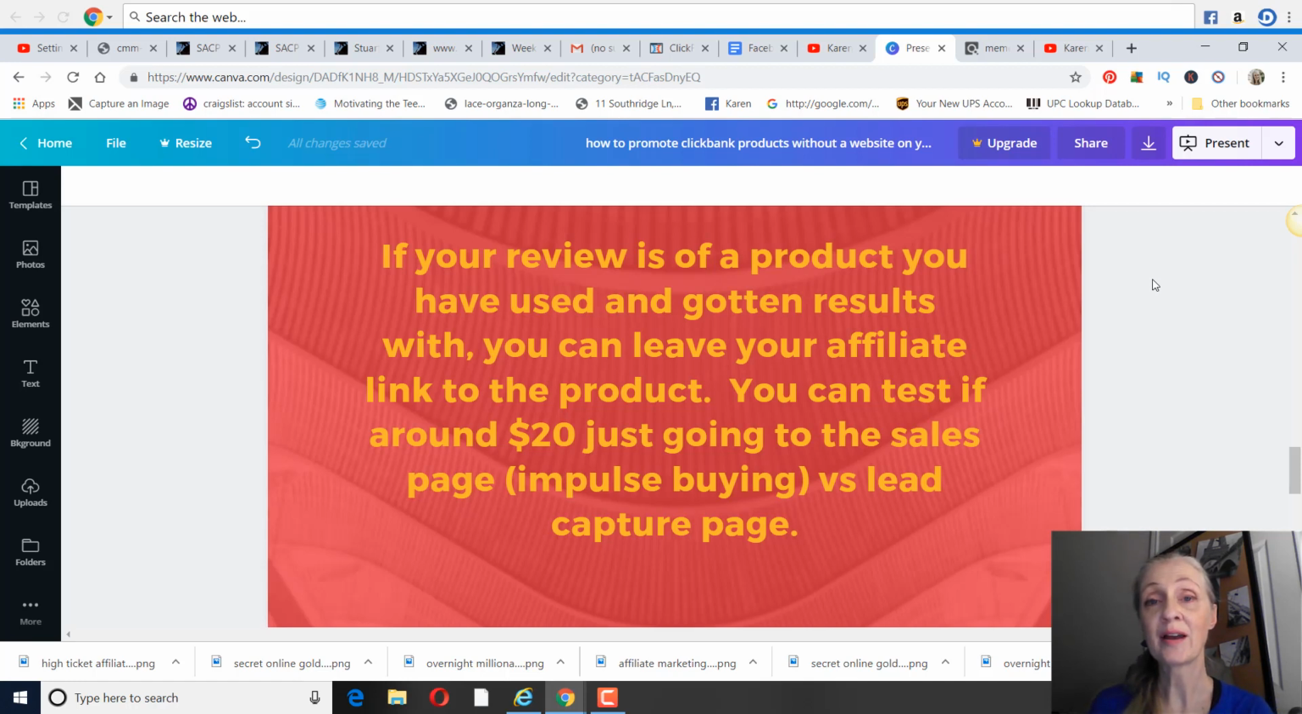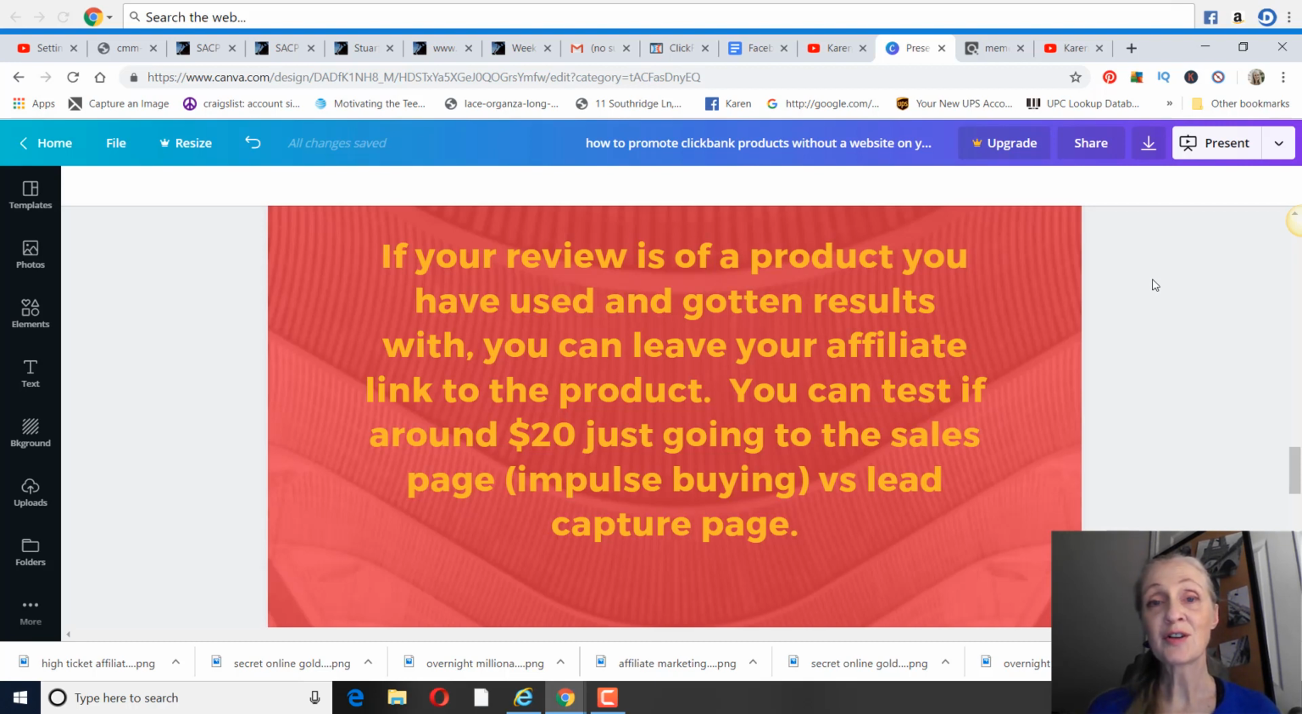If the product's maybe around $20, you could leave a link to the sales page, because usually around that price point, people are making impulse buys. So if they really like it, they may just go ahead and buy it. But you can test that out if you're going to get more sales that way, because I always talk about don't directly link to a sales page. Always have a lead capture page so you're capturing leads and you can follow up with them.